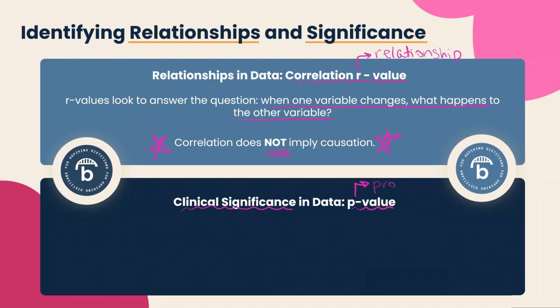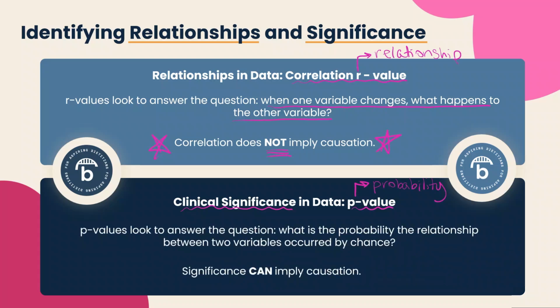P-value, on the other hand, looks at probability. It asks, is the relationship we're seeing likely due to chance? And this is where we can start to think about causality, because a low p-value means that the results are unlikely random. The lower the p-value, the stronger the evidence against the null hypothesis, the idea that nothing is going on. And we'll look at both of these more closely.